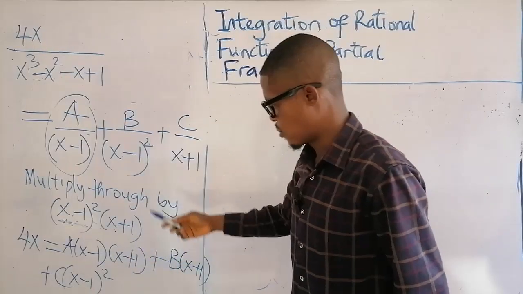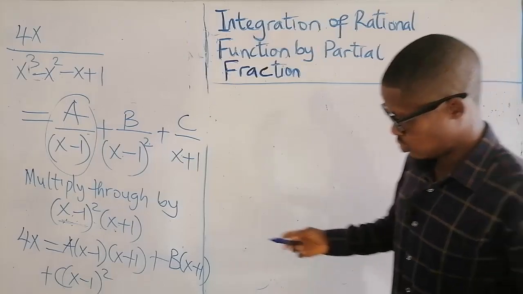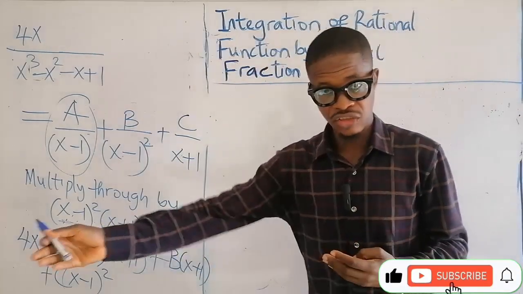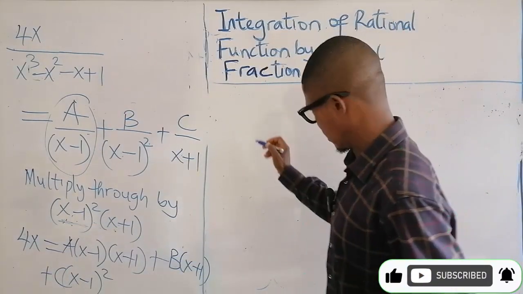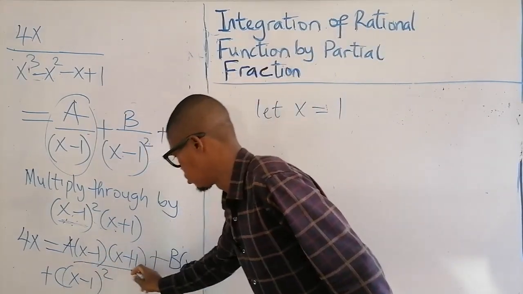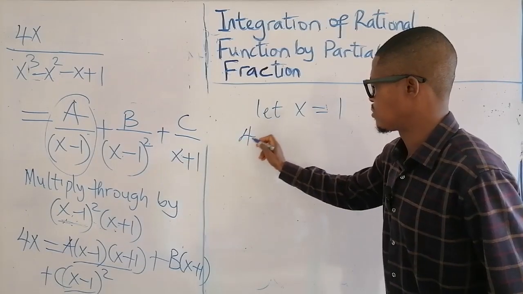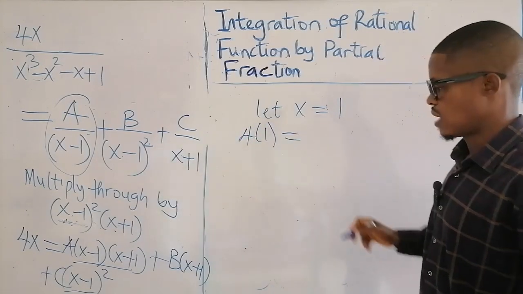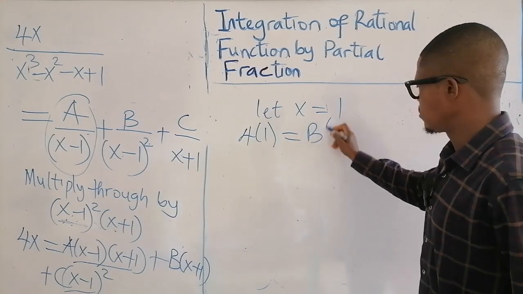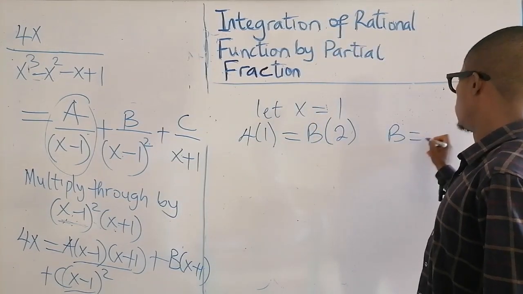We have 3 constants here. We have A, we have B, and we have C. So I'm looking for a way to cancel 2 of the constants and get the third constant. So let's start with x equal to 1. So this will cancel. This one also will cancel. So we can get the B. On the left, we have 4 times 1, that's 4. On the right, we have B times 1 plus 1, that's 2. So B is 2.